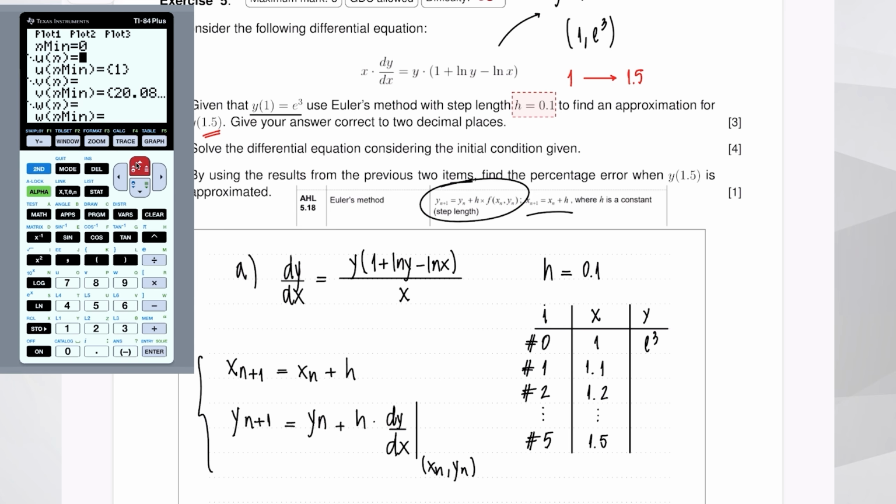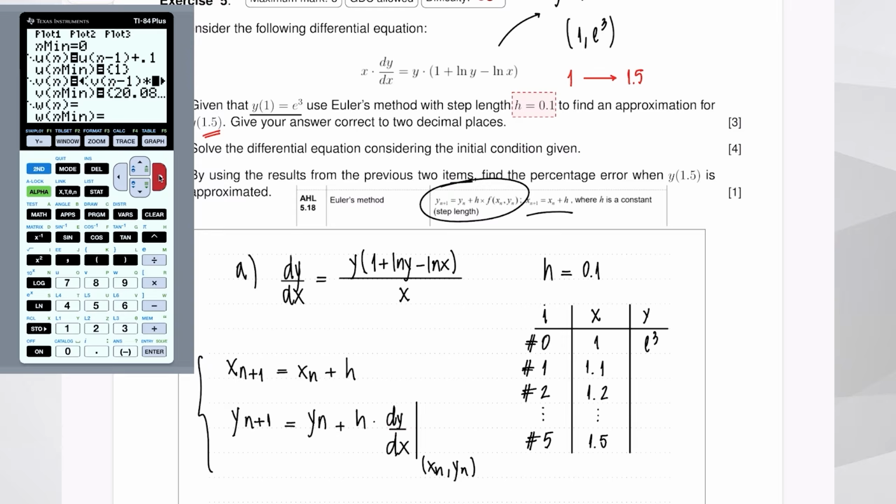Now the formula for x is u n minus 1, which represents the previous x, plus the step size, which is 0.1. Now be careful when you're writing the expression for y, given that at some point we're going to need to input dy dx, which is a huge expression. So we have second v of n minus 1, so the previous y, plus 0.1 times our dy dx. And inside, we're going to insert the formula for dy dx.